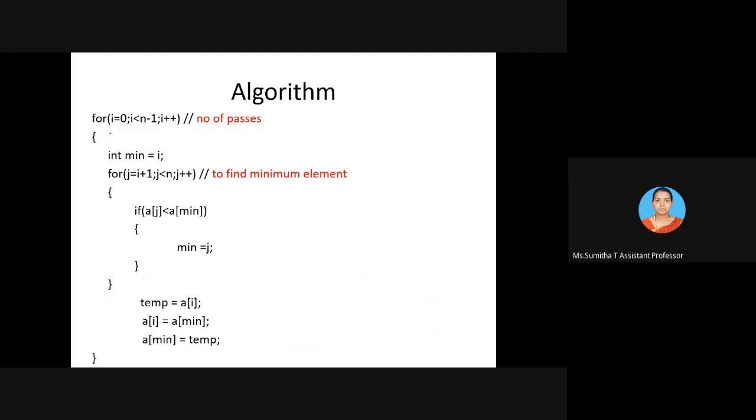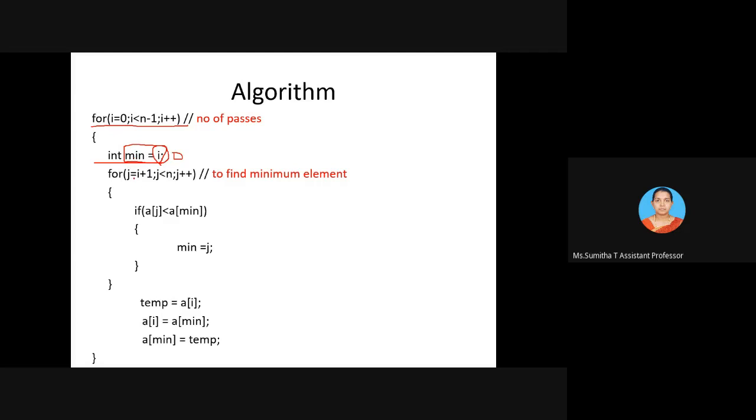This is the first loop. It is for the number of passes. Here I declared one variable as min. It does not hold a value; it holds the index position. I is nothing but the index position. Here we start with i equal to 0, so min is 0. Now min is 0. Like that, it holds the index, not a value.